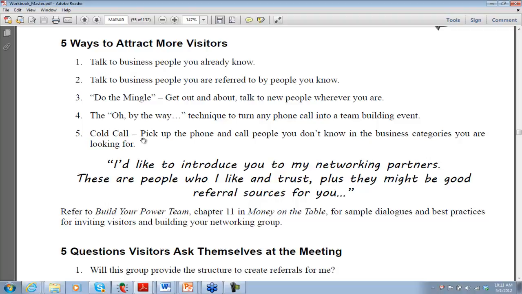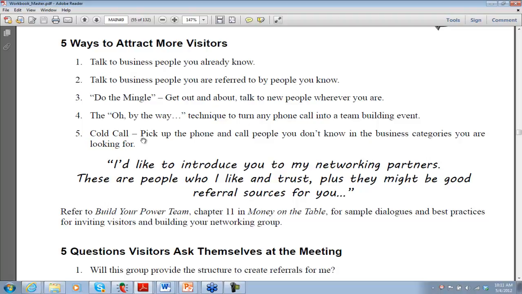I want to give you a very simple line that you can use to transition from identifying a prospect to an invite to your meeting, from identifying a potential visitor to collecting an order, if you will, asking them, are you interested or not? And it goes something like this. I'd like to introduce you to my networking partners. These are people who I know, like, and trust, plus they might be good referral sources for you. Would you like to join our meeting as my guest? And then you tell them when and where you meet.